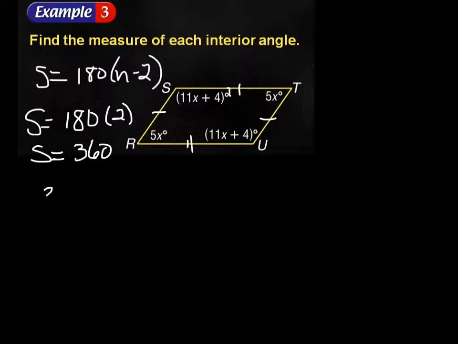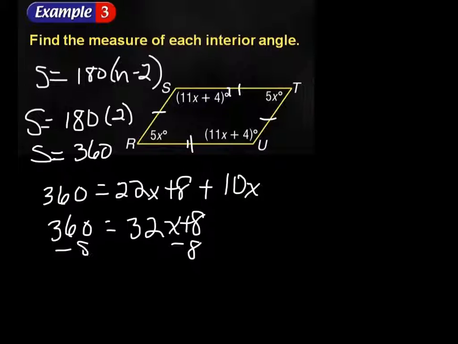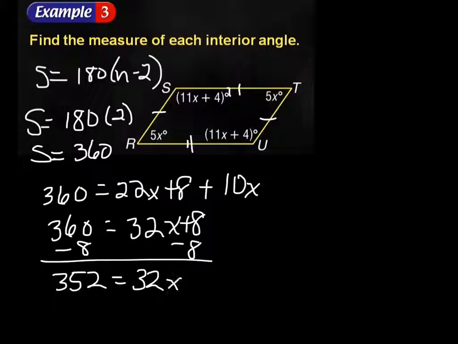So for us, we have 360 equals, I'm going to combine terms as we write it down. 11x plus 11x would be 22x. 4 plus 4 is 8. Plus 5x plus 5x is 10x, just to save some writing. So combining like terms, I have 360 equals 32x plus 8. And you know what to do. Subtract 8 from both sides. So 352 equals 32x. And of course divide by 32. And we get x equals 11.